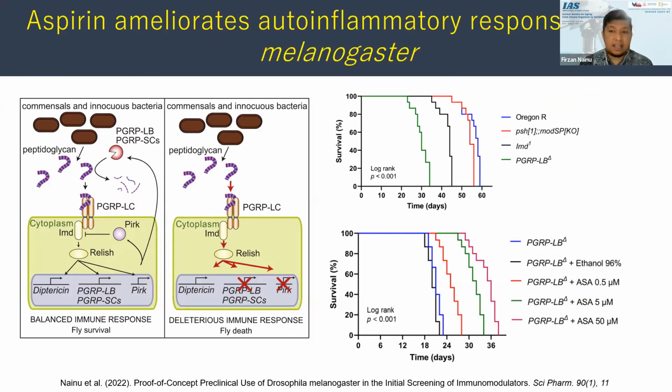antimicrobial peptides. Antimicrobial peptides are an example of pro-inflammatory cytokines in mammals, and we use Drosophila that lack this particular gene, PGRPLB. When we use these mutants, we observe a loss of survival. They have declined survival and died faster compared to the wild type. And when we simply give them aspirin, an anti-inflammatory drug, we can see that the flies actually have longer survival.